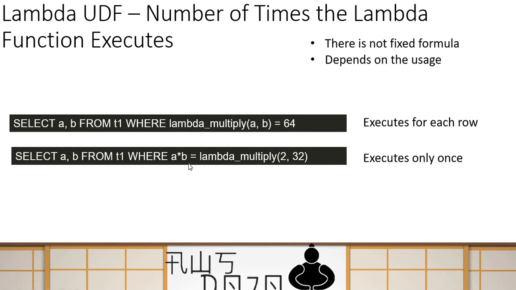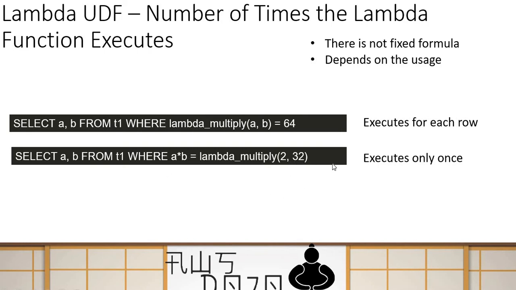Now this will give me the same result as the previous one, but in this case the Lambda function is called only once, because one time I need to pass 2 and 32, which are fixed values, to the Lambda function, get my result back, and simply use that output to compare against each row. So I don't need to call this Lambda function multiple times because my parameters are fixed.